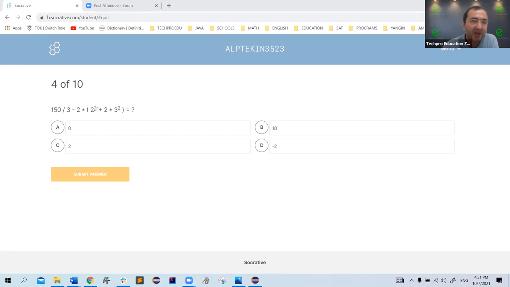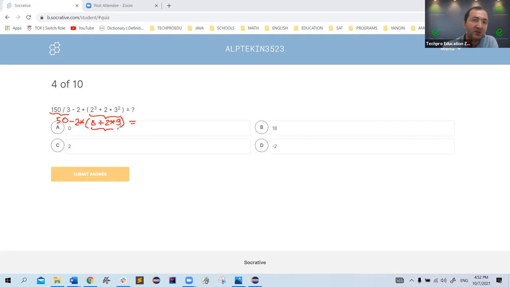Mathematics. So we start inside the brackets here. What do we have? We have exponentials, as you see, 2 cubed. 2 times 2 times 2 is 8, plus 2 times 3 squared, which is 9. Inside brackets, okay, we started. If there are some exponentials, first we do them. Then look at here, we have 150 over 3. 150 over 3 is 50, minus 2 times this one equals.